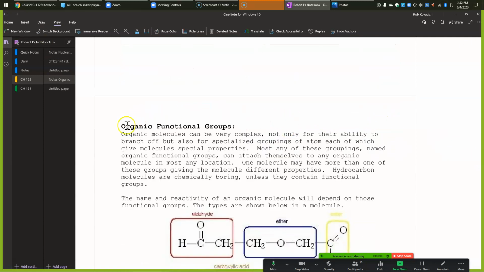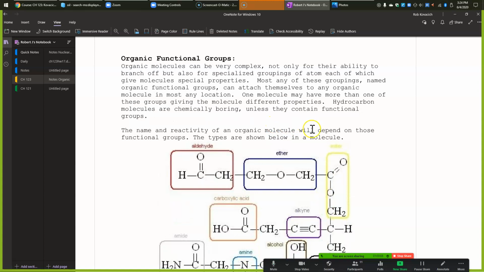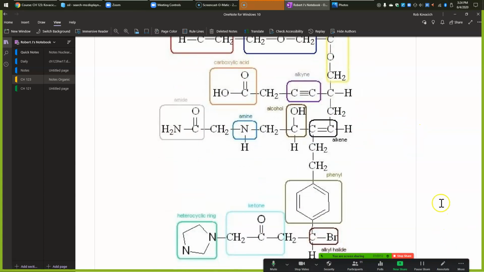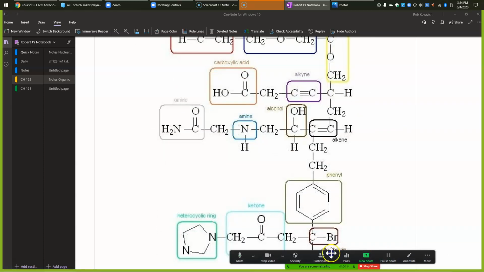Okay, so let's talk about what is carbon, long chain carbons. Let's talk about functional groups. You're going to need to recognize these things.